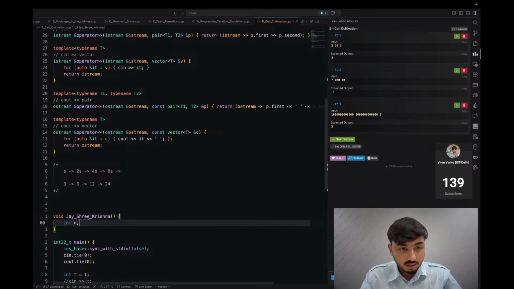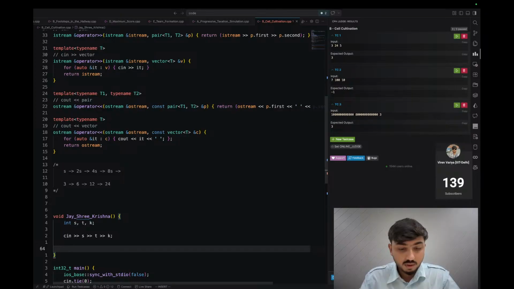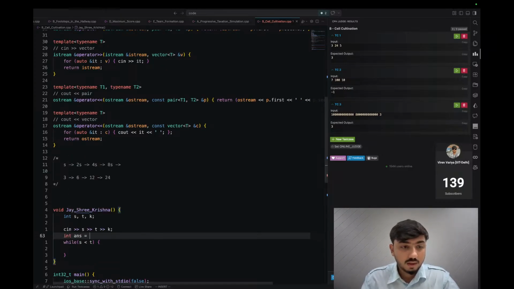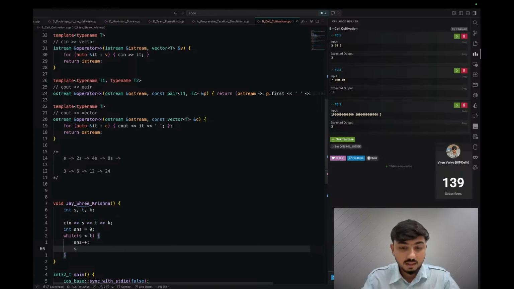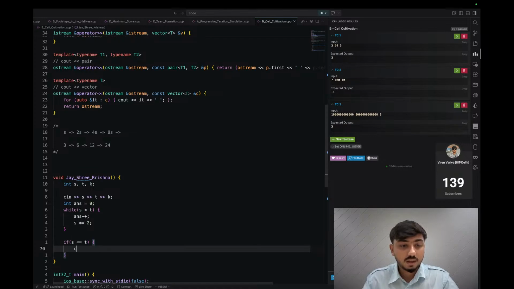See, we have S, T, and K, right? While S is smaller than T, we do answer plus plus, and S is multiplied by 2. So if S is equal to T, then we simply print our answer, else we print -1.